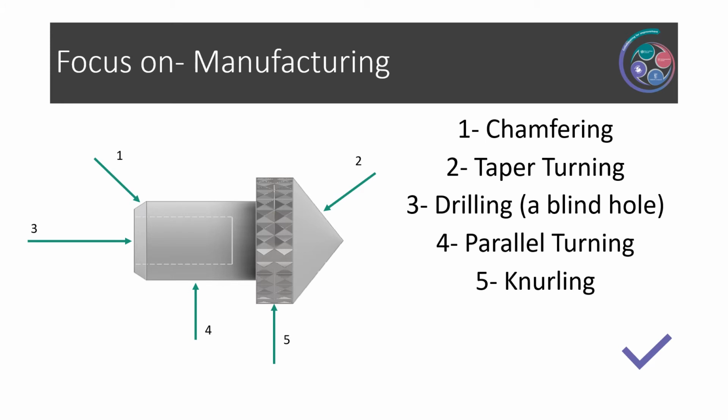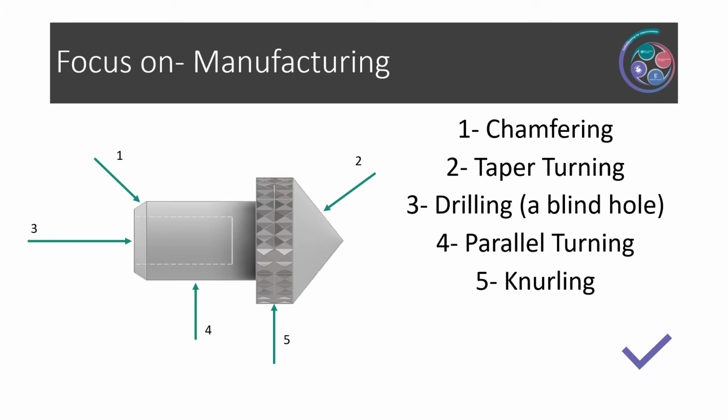Time to mark your answers. Number 1 is chamfering. Chamfering is a less aggressive form of number 2, taper turning. Taper turning is when you cut at a different angle from the tool bed. It's used to make a sloped surface like this. It doesn't always have to come to a point.